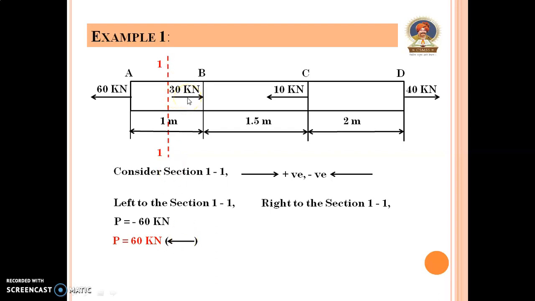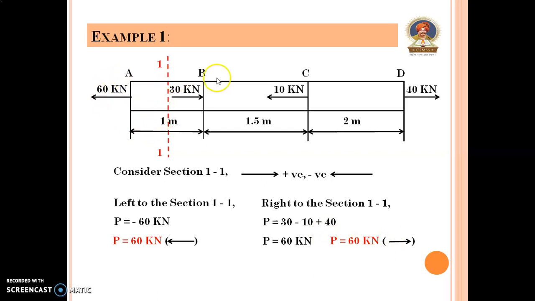In that section, these three forces are acting in the right side portion. 30 is moved towards the right side, so it is taken as plus 30. 10 is moved towards the left side, so it is taken as negative, that is minus 10, and this 40 is moved towards the right side, so it is plus 40. Here P is equal to plus 30 minus 10 plus 40. So the final answer is P is equal to 60 kN positive, so it is moved towards the right side.